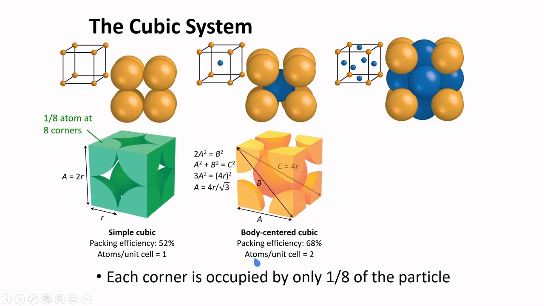To determine the radius of the particle, we need to use Pythagorean theorem. If the length of the side is known, then b can be determined. b squared is equal to 2a squared. Then c squared can be calculated. c is equal to 4r. Hence, a is equal to 4r over square root of 3.